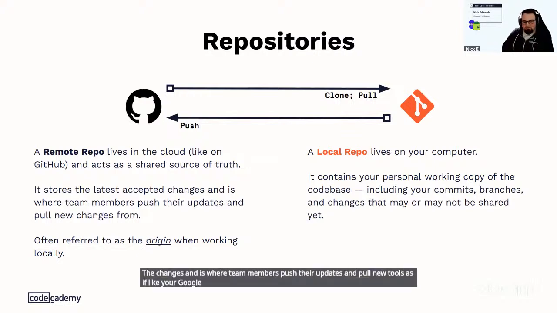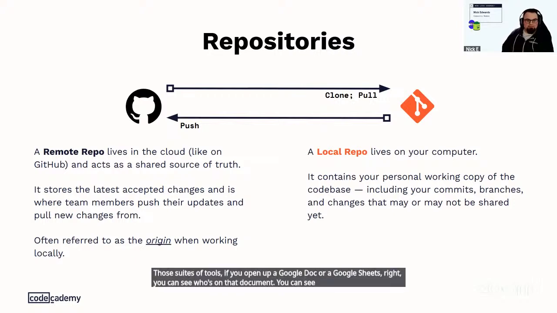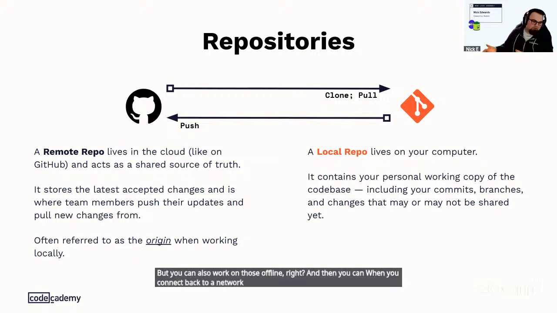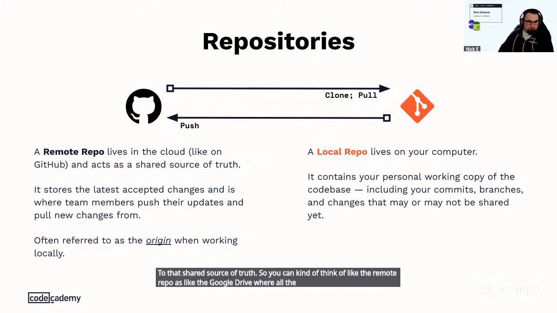If you guys are familiar with Google or Microsoft Office Online, those suites of tools, if you open up a Google Doc or Google Sheets, you can see who's on that document, you can see who's editing it live, but you can also work on those offline, right? And then when you connect back to a network or the internet, you can push those changes that you made while offline to that shared source of truth. So you can think of the remote repo like the Google Drive, where all the documents that a team shares and works on collaboratively live in the cloud, they're accessible there, and they can be distributed from there, right?